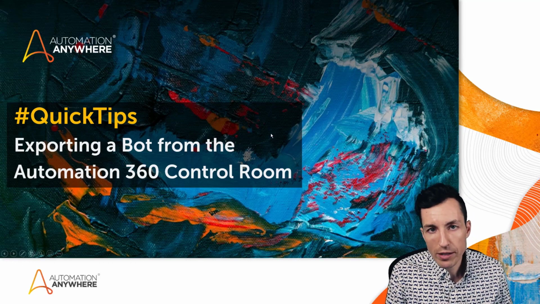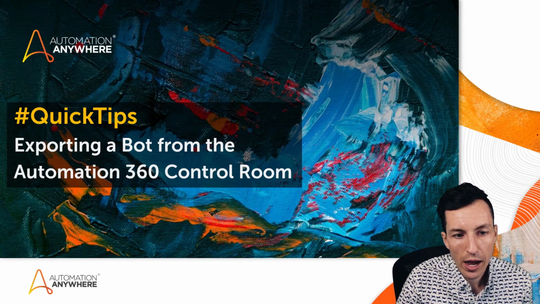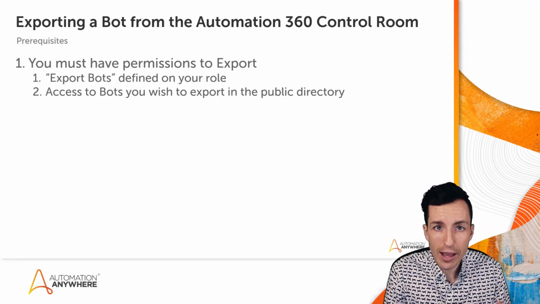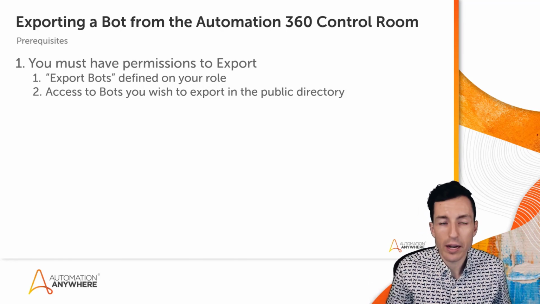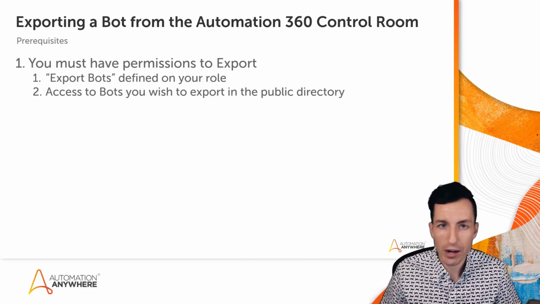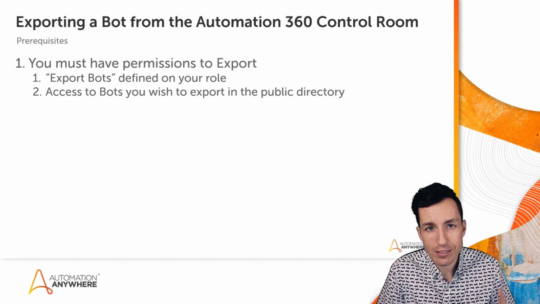Now, before we dive into exactly how to do that, and I'm going to show you on my control room, we want to talk about a couple prerequisites. The first is you have to have permissions to actually do the export. I know that might seem obvious, but this may be one thing that you overlook. Hey, I don't see the export button. I'm not able to actually do the export. You want to make sure that you have export bots defined on your role.